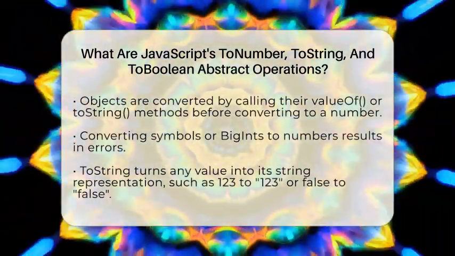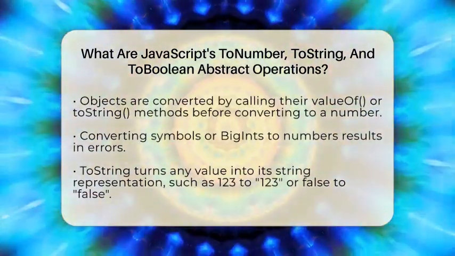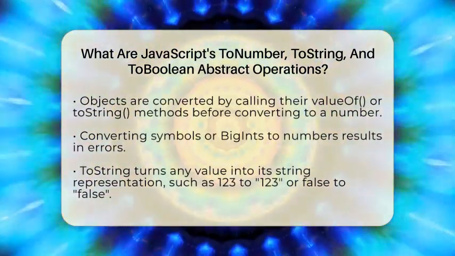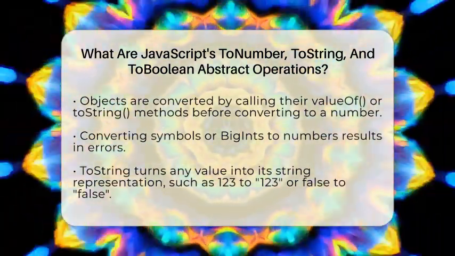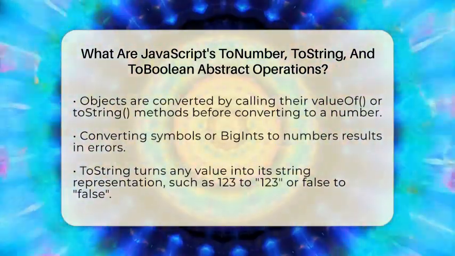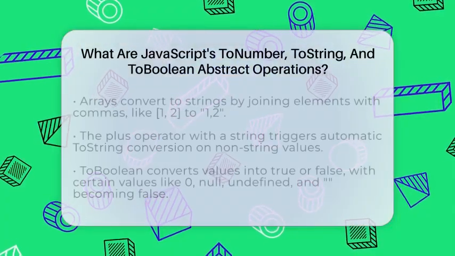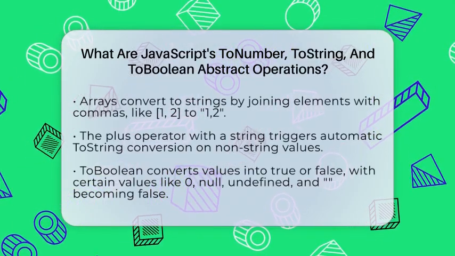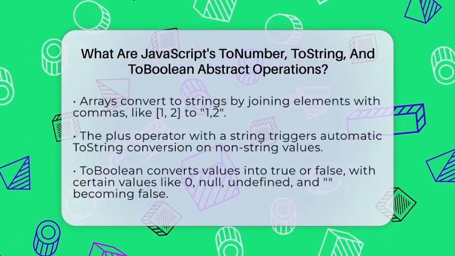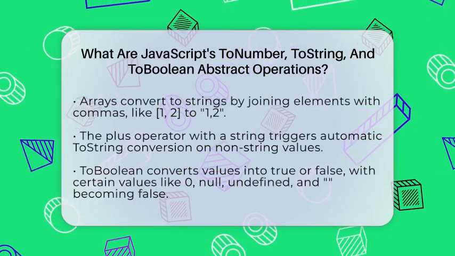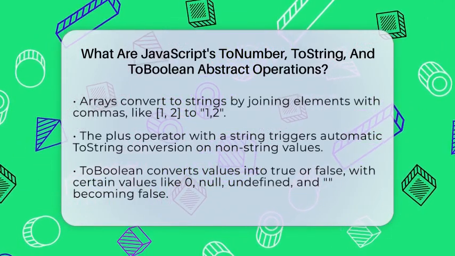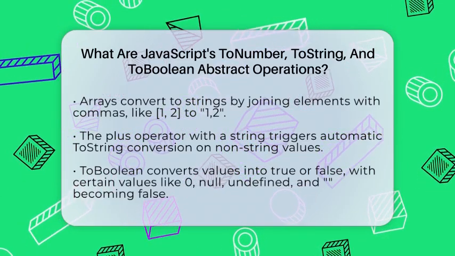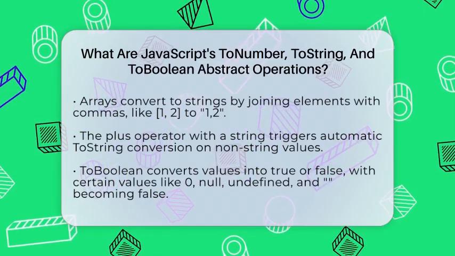Next is ToString. This operation takes any value and converts it into a string. Numbers like 123 become "123", and booleans like false become "false". For objects, JavaScript calls their toString method. For example, an array like [1, 2] turns into the string "1,2" because it joins the elements with commas. When you use the plus sign with a string and another value, JavaScript automatically calls ToString on the non-string value. This operation helps when you want to display values or combine them into text.